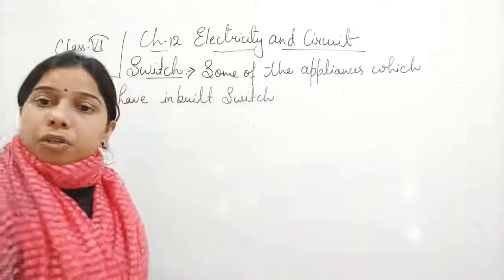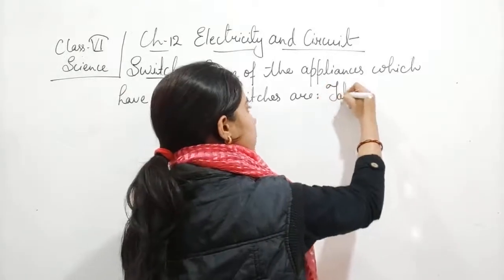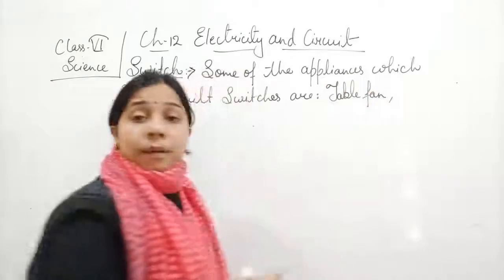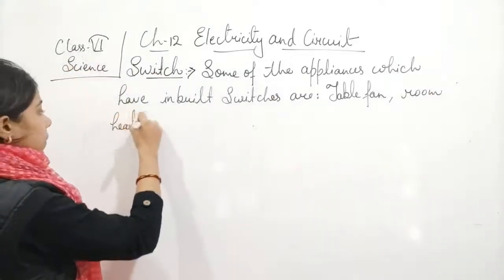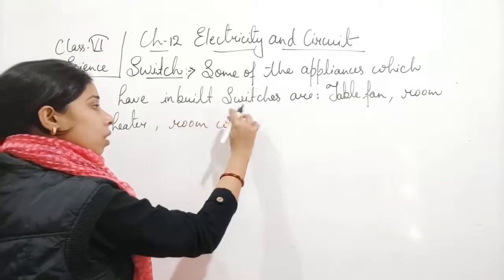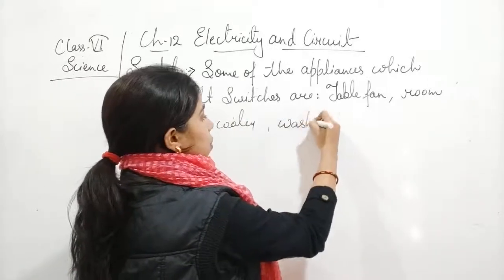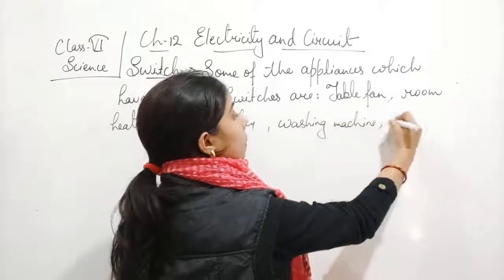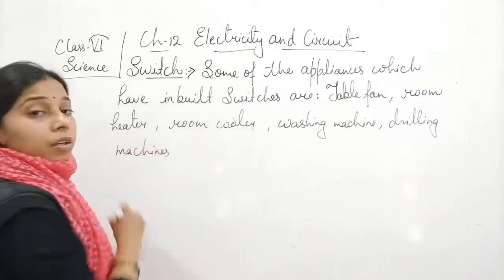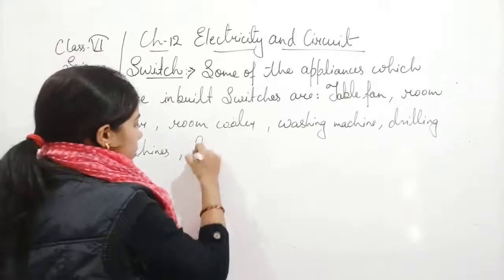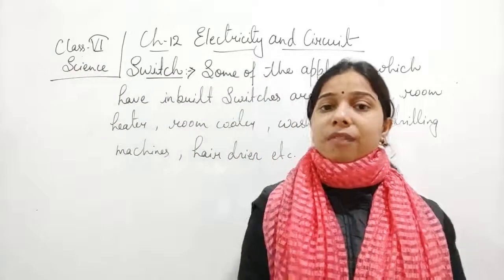The appliances which have inbuilt switches are the table fan, then room heater, room cooler, then washing machine, then drilling machine, students, then hair dryer, etc. You will find that all these appliances themselves consist of switches.